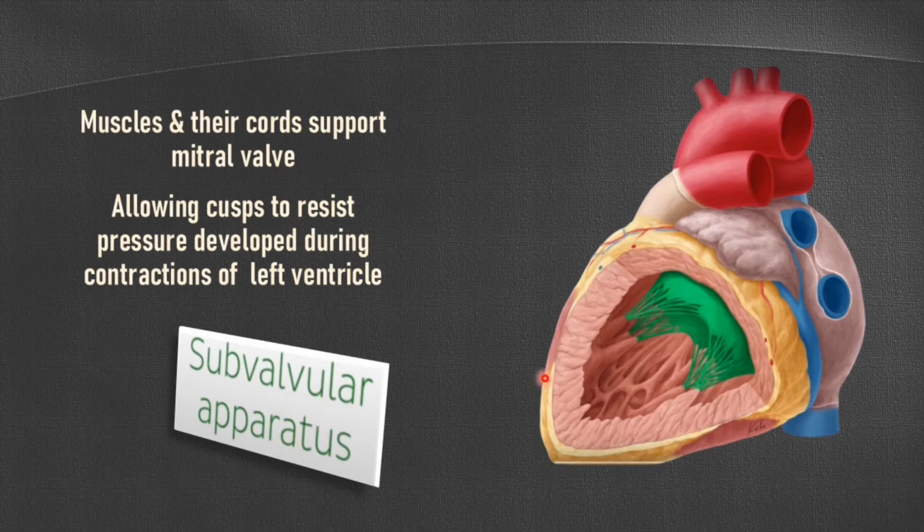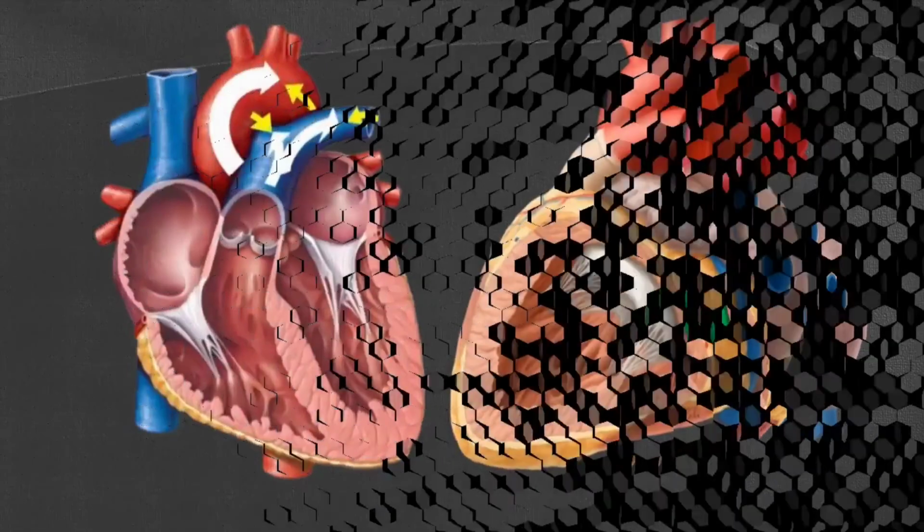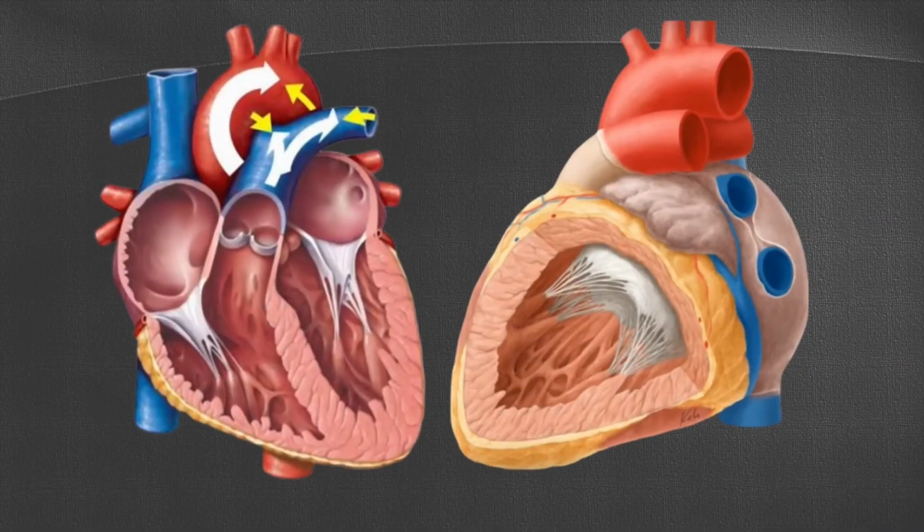इसमें MCQ आता है कि subvalvular apparatus किसको कहते हैं. So the papillary muscles and these chordae tendineae are called the subvalvular apparatus. Again, this is the same, nothing to explain in this.